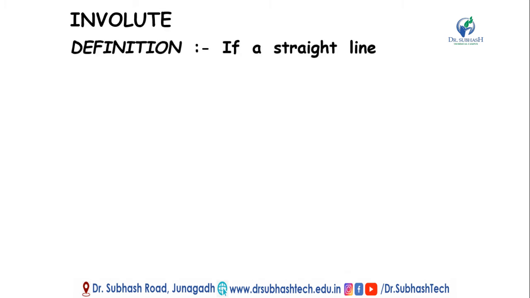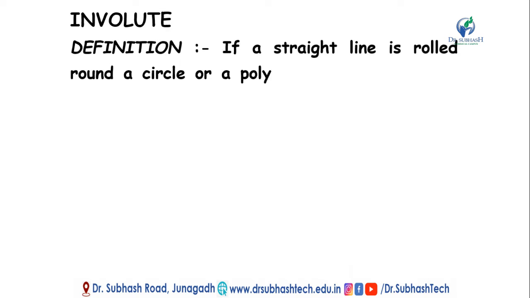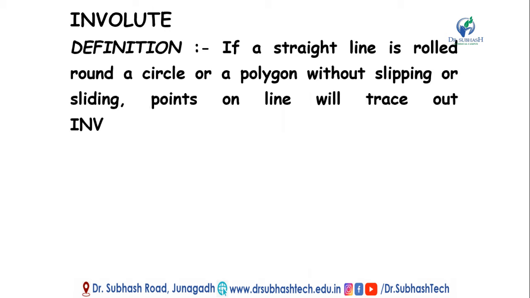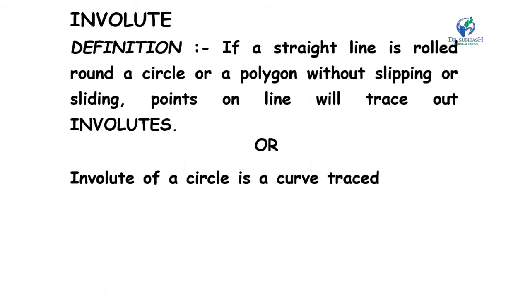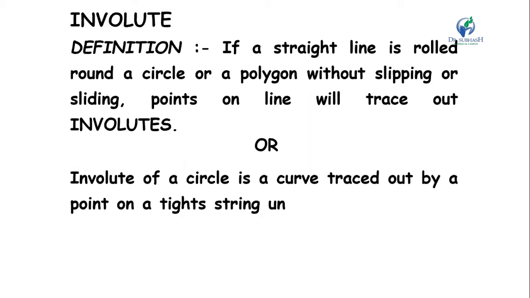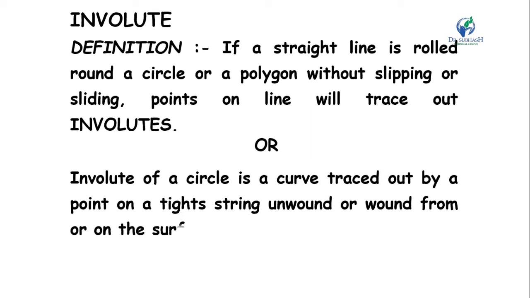Definition of involute. If a straight line is rolled around a circle or a polygon without slipping or sliding, points on the line will trace out involutes. Or in other words, we can say the involute of a circle is a curve traced out by a point on a tight string unwound or wound from or on the surface of the circle.